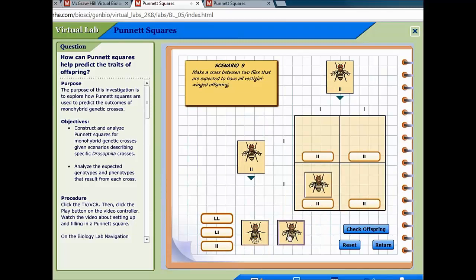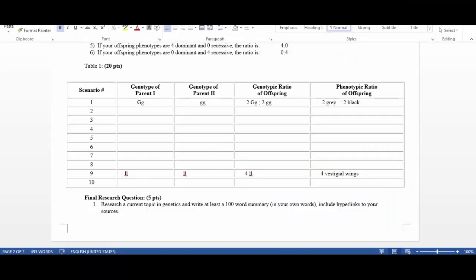Now, let's put our guys in there. Since it's a double recessive, they all must have vestigial wings. Check offspring. Bingo. Now I go back to my worksheet. And since that was scenario number 9, I'm going to enter all of this in the 9th row here for scenario number 9. They asked me to come at this backwards. They told me I wanted to produce only individuals with vestigial wings. All the offspring had to have vestigial wings. So the only way I could do that was to have both parents be double recessive.